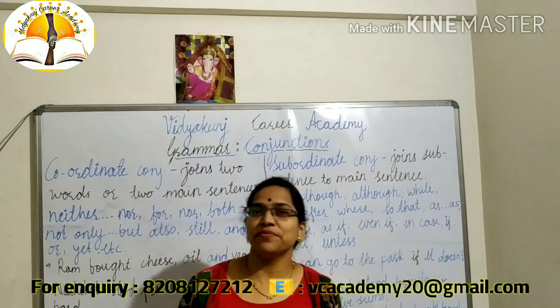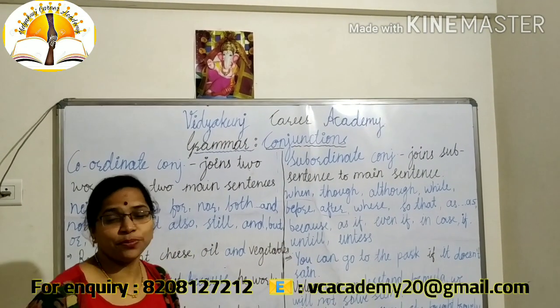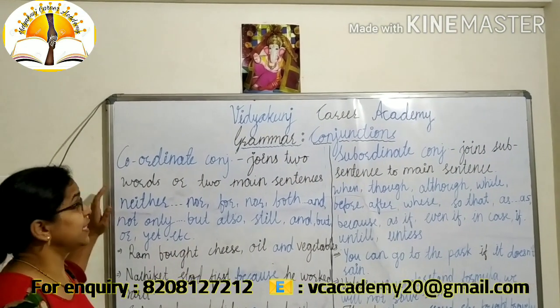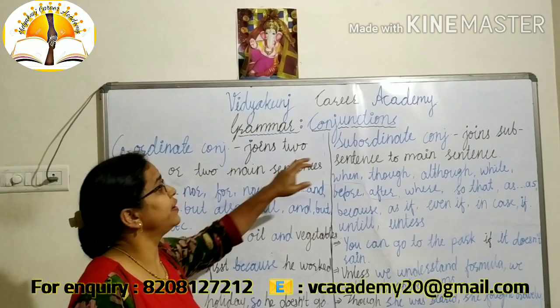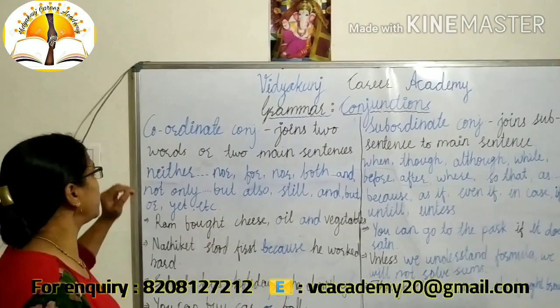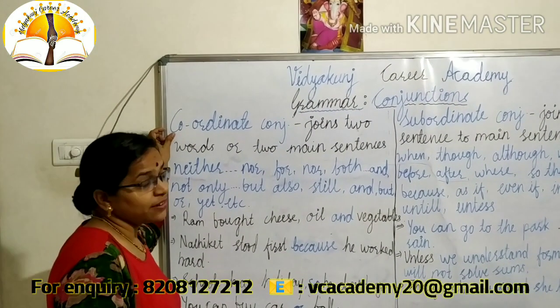Career Academy. Today we are going to see types of conjunctions. There are two types of conjunctions: coordinate conjunctions and subordinate conjunctions. First of all, we will see coordinate conjunctions.